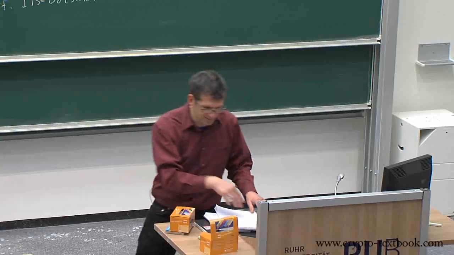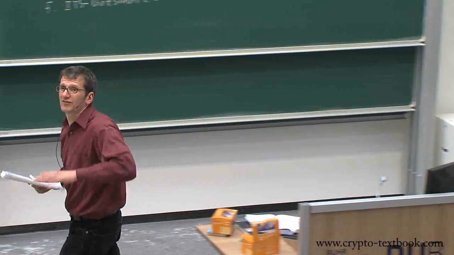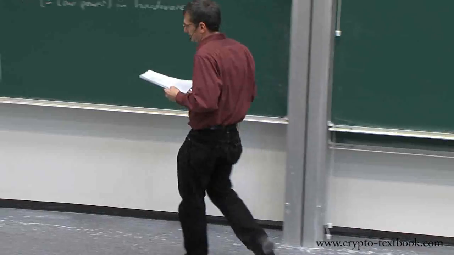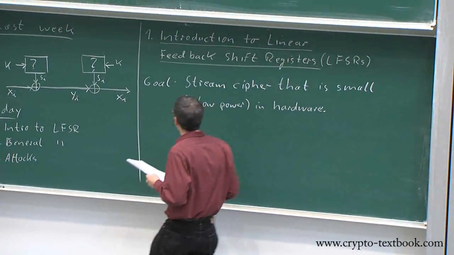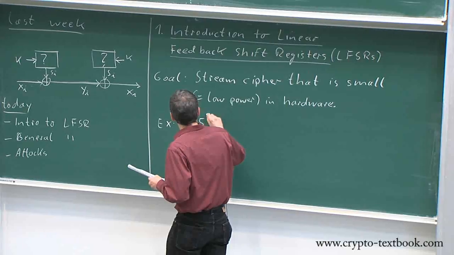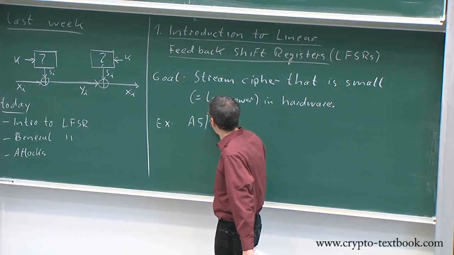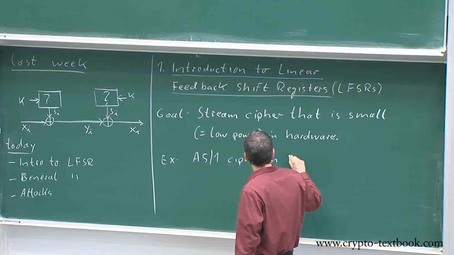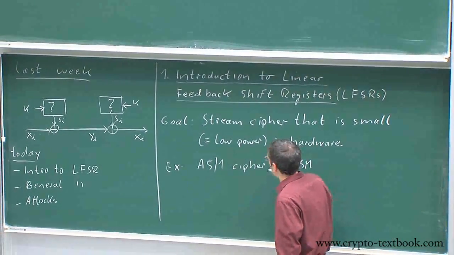That's going to come up hopefully in a minute again, that picture. However, so you saw a weird drawing, right? And I'm going to explain that weird drawing. Example. What you saw before is the A5/1 cipher in GSM, okay?